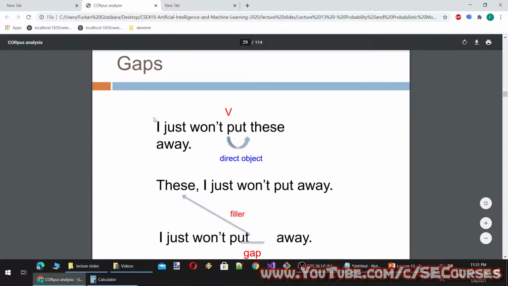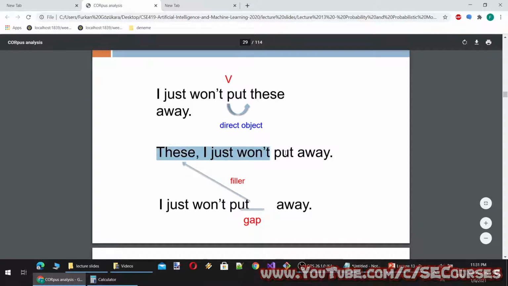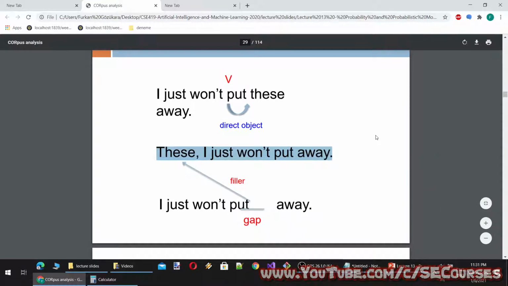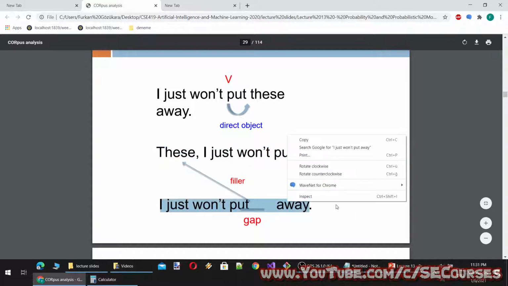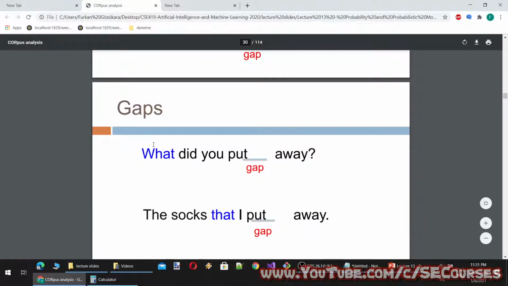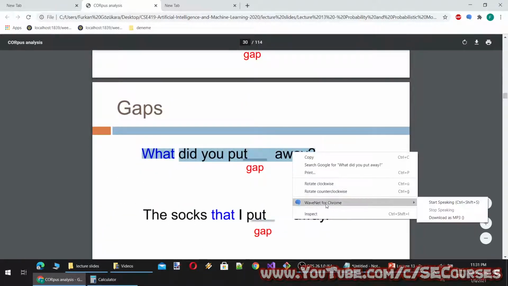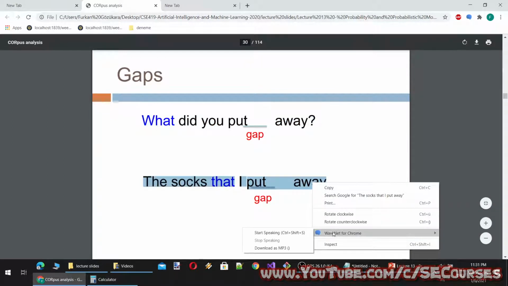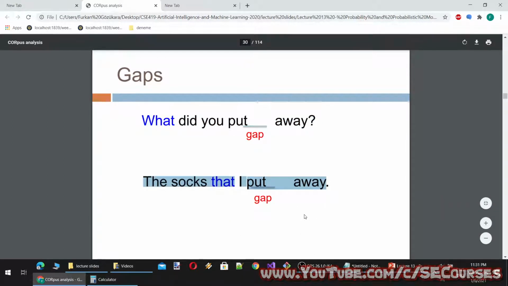Okay, and then gaps. I just won't put these away. Okay, so there is a direct object and these, I just won't put away. This is a gap. I just won't put away. And what did you put away? The socks that I put away.